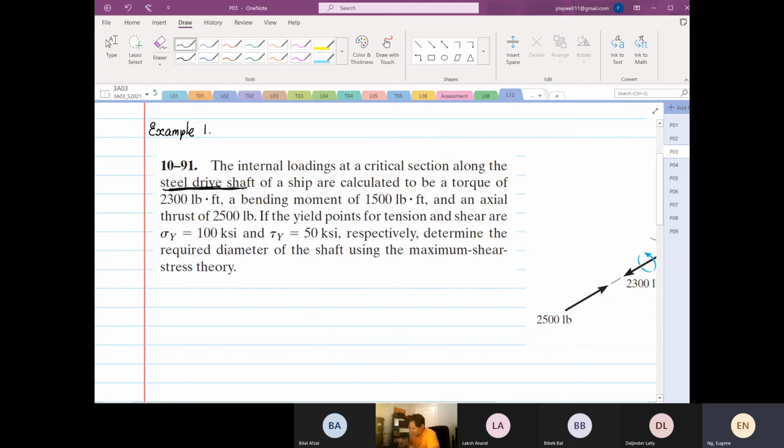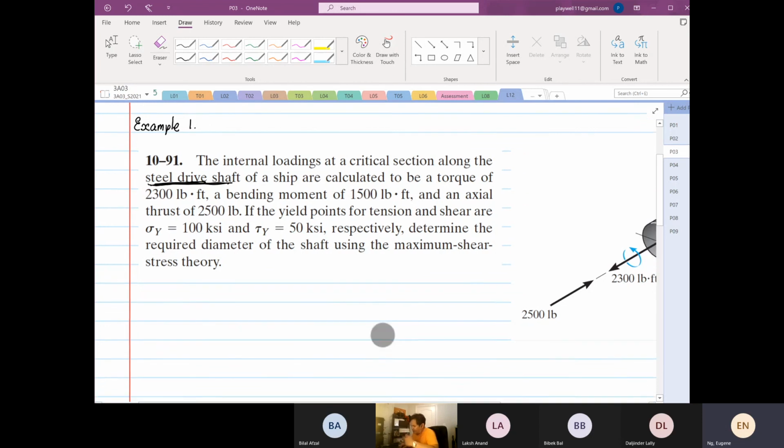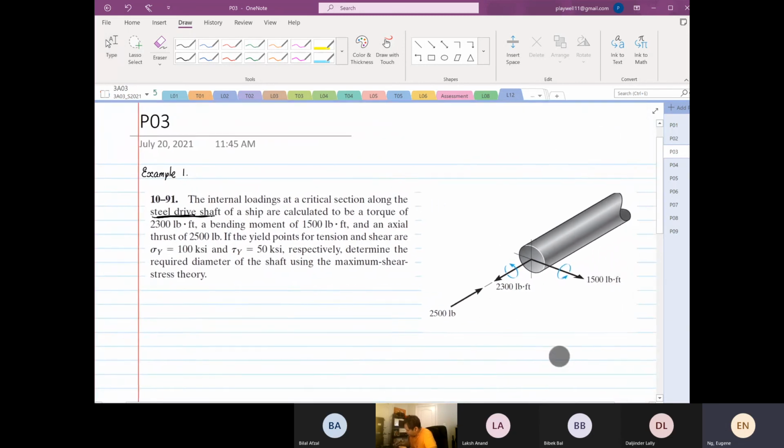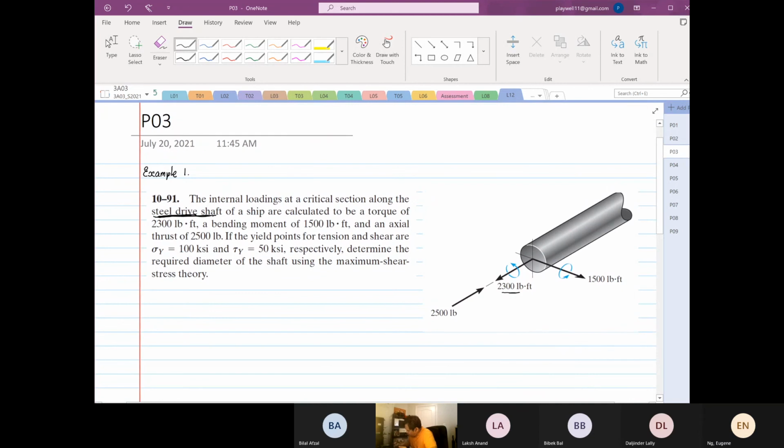So when you see the word steel, it's going to be a what? Ductile material. That's why they use the word steel. They highlight that this is steel. Our shaft is calculated to have a torque of 2,300 pound-feet of torque, and then we have a bending moment of 1,500 feet, and an axial thrust of 2,500.